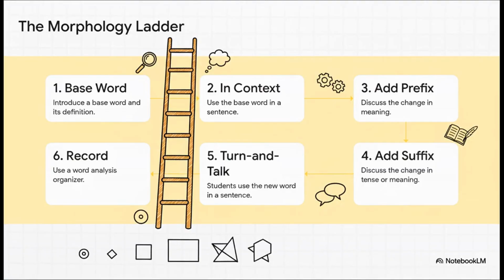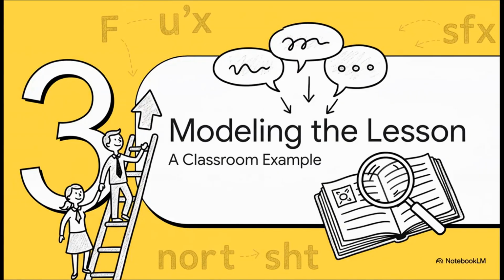We start super simple with a base word they already know. Then we climb up the ladder, one rung at a time, adding a prefix, then a suffix. And at every single step, we pause and talk about how the word is changing. Finally, the kids get to try it out and jot down what they've discovered. Okay, now for the fun part. Let's actually step into the classroom and see what this looks like in action.